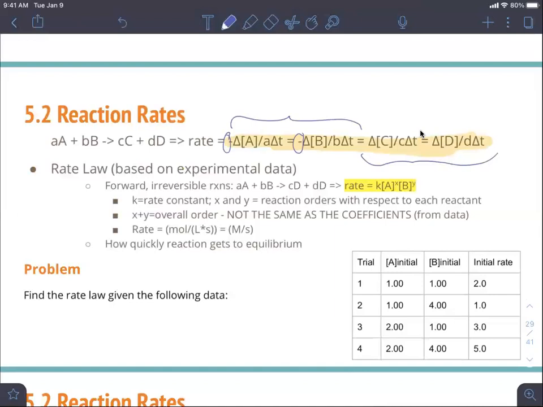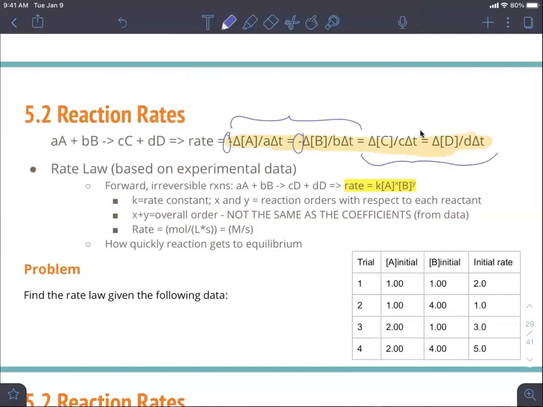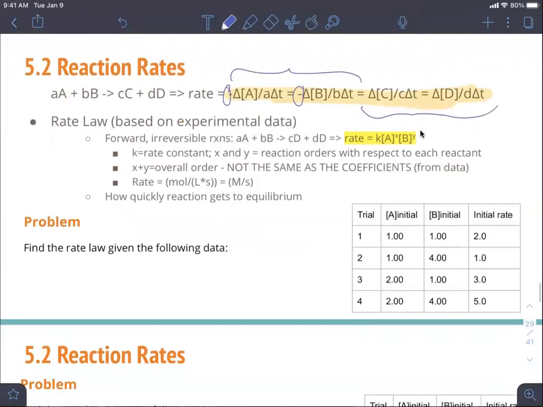The units of rate should be in molarity over seconds. That's important to know for when you're doing stoichiometry or calculations. If you're trying to find rate, it should be in moles over seconds. Okay, so the rate is just how quickly the reaction gets to equilibrium. And we'll talk more about equilibrium in the next chapter.